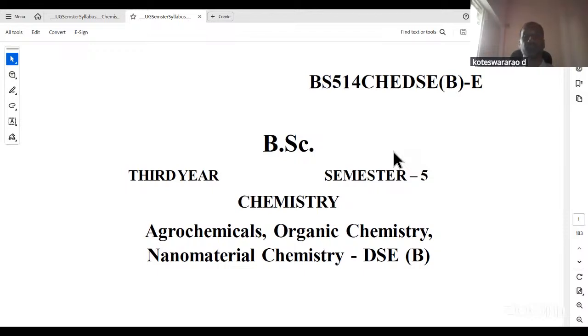Next, nanomaterials. In these nanomaterials, we are going to discuss what the nanomaterials are and what their size is, how size impacts the materials, how they are synthesized, what their properties are, what the optoelectric properties are, and what the applications of nanomaterials or nanochemistry are, discussed in this nanochemistry block.